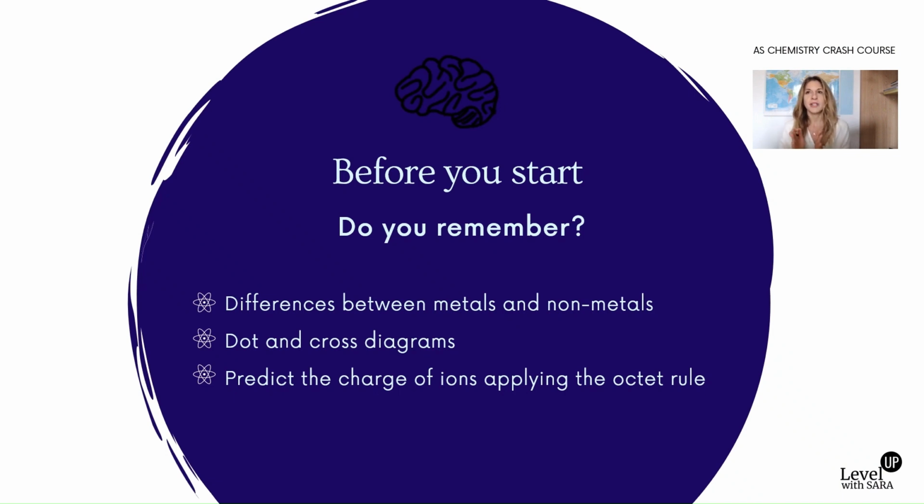Dot and cross diagrams: what I want you to do for now, we will do a few examples, but it's important that you are confident with knowing that the group number tells us the number of electrons in the outer shell, and after knowing the electronic configuration, you know how to draw the electrons in that structure. Remember that they always go one at a time and then they pair up. Predict charges of ions, applying the octet rule. Again, looking at the periodic table, I need you to be able to predict the charge because this will be fundamental to writing formulae of compounds.